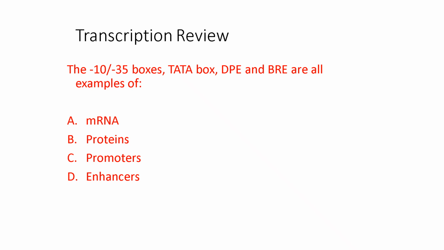This review question asks, the -10/-35 boxes, TATA box, DPE, and BRE are all examples of what? The correct answer is C, promoters. These are specific DNA sequences that define where transcription by RNA polymerase begins. They are not mRNA or proteins, and though enhancers regulate transcription, they are not core promoter elements.